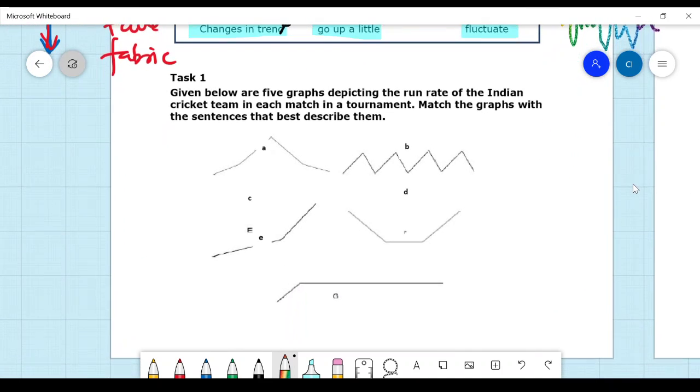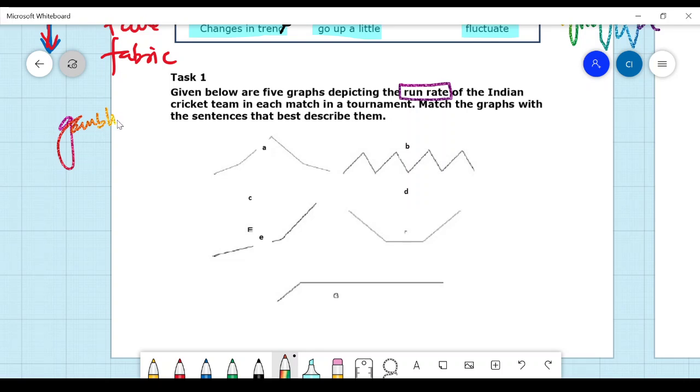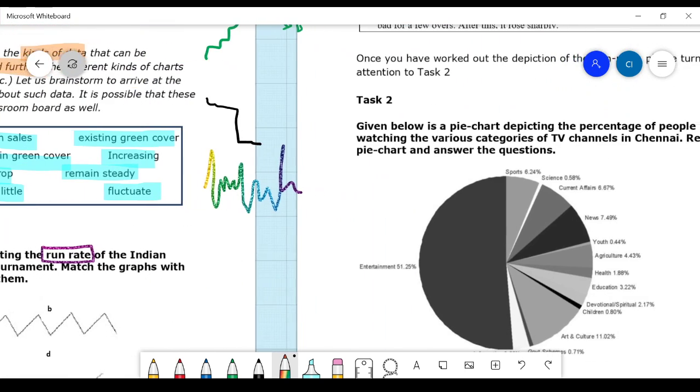The task one graphs, the 5 graphs, depict the run rate of the Indian cricket team. So it is about the cricket team, and he used to play cricket also, but ever since there was this betting, it's like gambling in cricket. So I don't show much interest there, but here they are showing it, so I have to tell you what it is. Match the graphs with the sentences that best describe them.